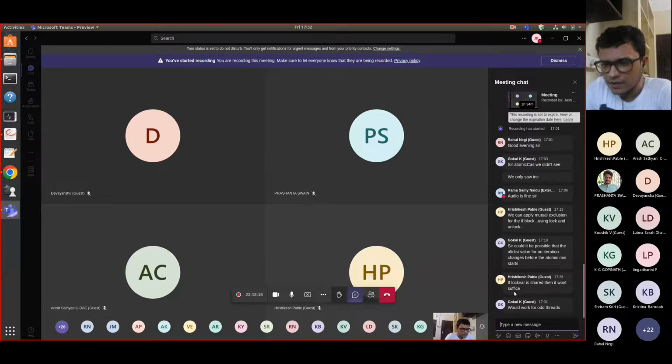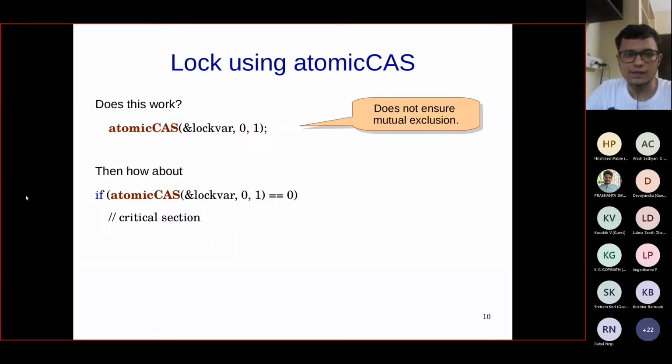There is some suggestion I can see. Would work for odd threads. Gokul, would you like to explain why it should work for the odd threads? Can you explain why it will only work for the odd threads? Oh, sorry, sir, that was wrong. It will work as long as the lockvar value isn't changed. Okay, that is not an issue.